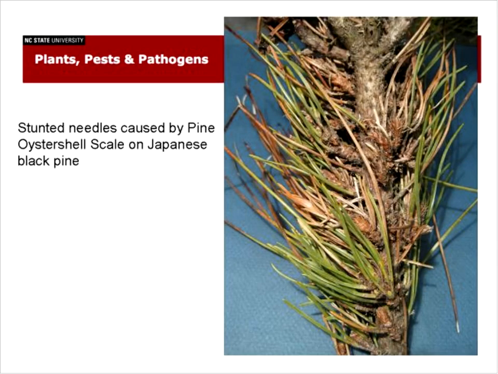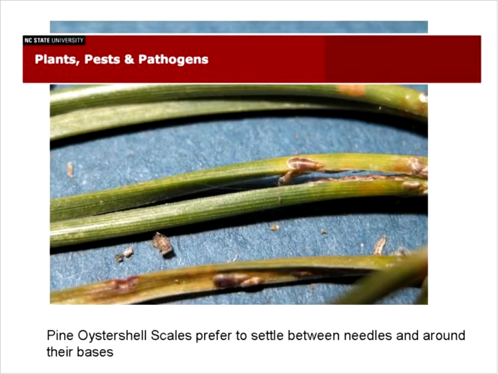This is some of the damage that we believe is being caused by the pine oyster shell scale, where you get these aborted or shortened needles. The needles just don't reach their full length, and some of them may be killed or have brown lesions along the stem. When you get to looking more closely, you find these scales themselves. They prefer to settle either between the needles near the needle base or under the fascicle of the needles near the needle base. And they are present in the adult stage right now, and probably with this warm weather ahead this week, they will probably resume activity and begin to lay eggs.